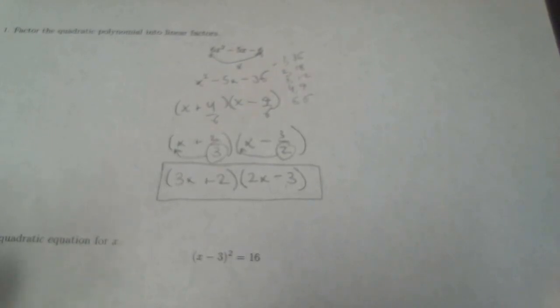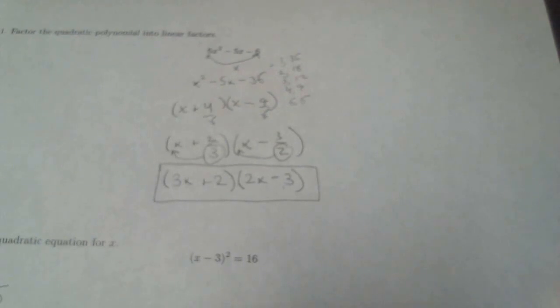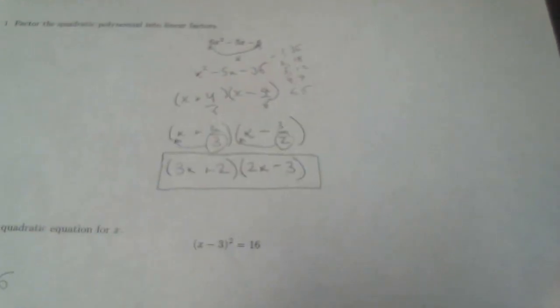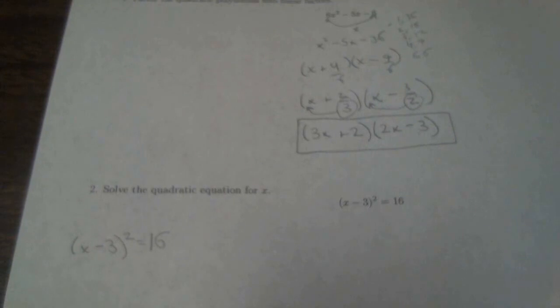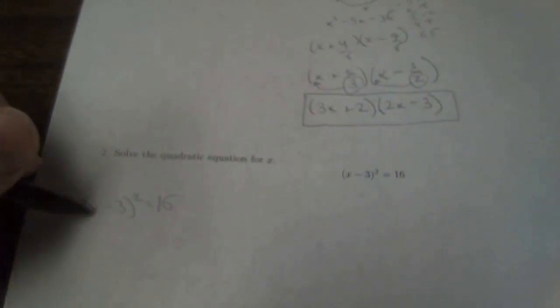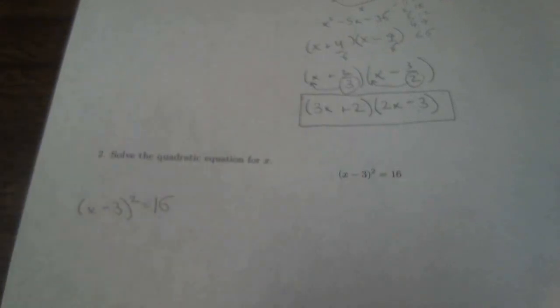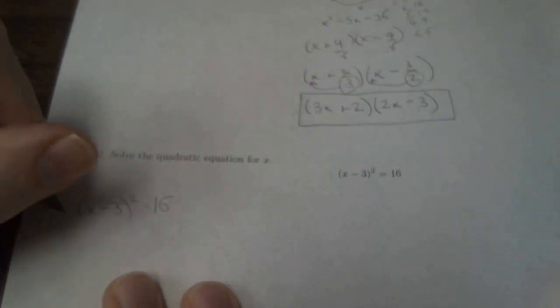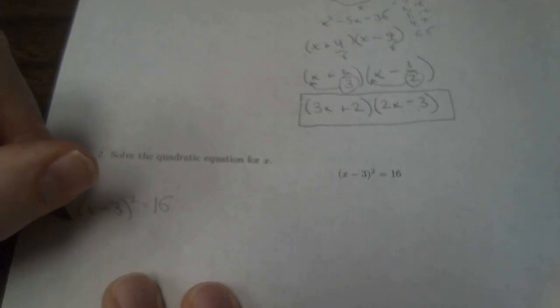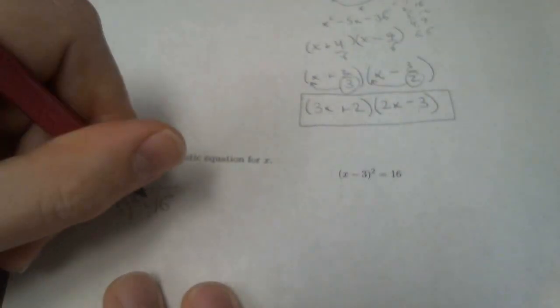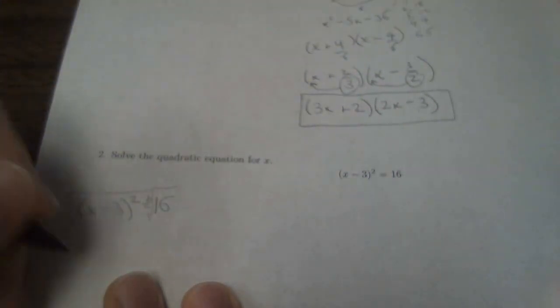So if we have something like this, most of the time what I would try to do, if we have something involving my variable raised to the second power equaling a constant term, then you can use the square root property. All right, so to use the square root property, you can just take the square root of both sides. And when you do that, you just have to account for the plus or minus.